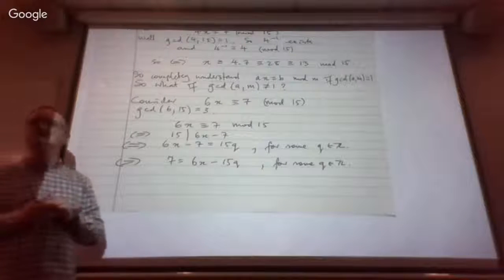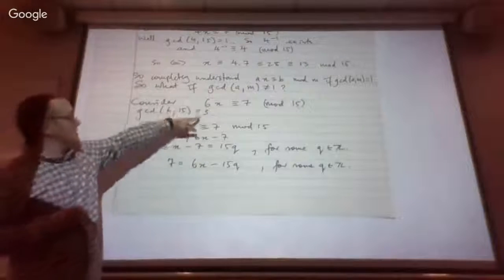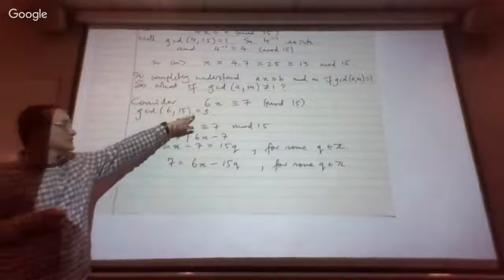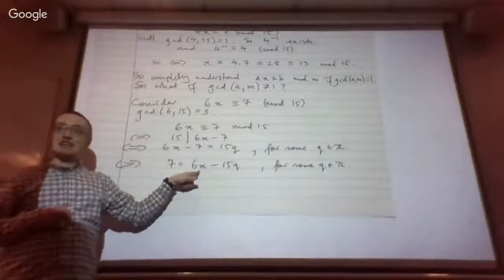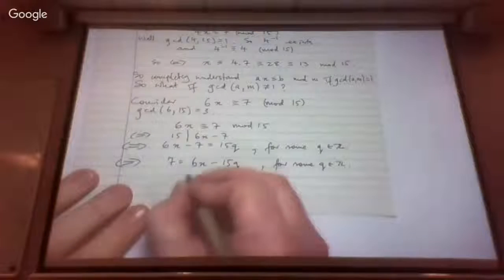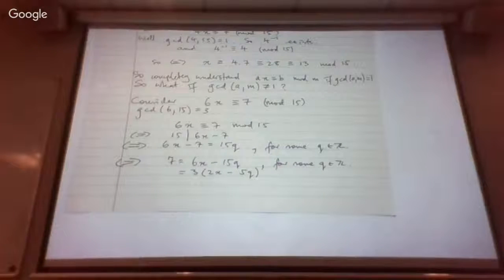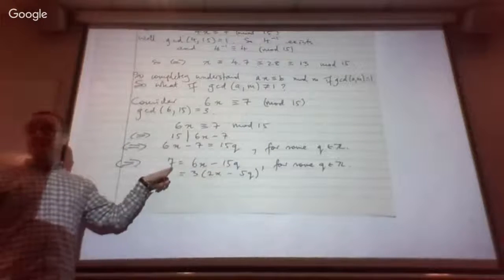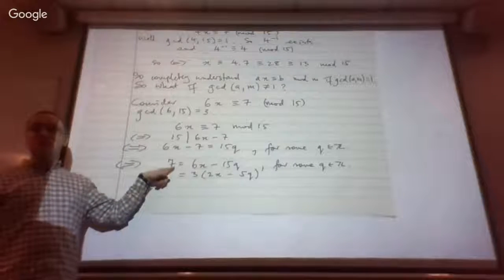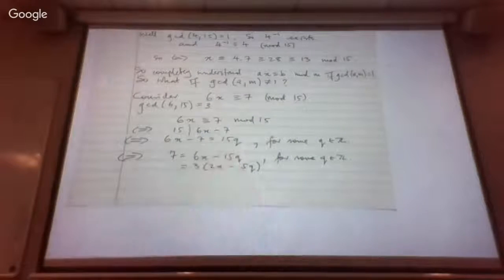Will the right-hand side always be a multiple of 3? Yeah, look. 6 is divisible by 3, and remember 3 was the greatest common divisor, so that's playing a role here. The right-hand side is definitely a multiple of 3, because this is equal to 3 times (2x minus 5q). x and q are integers, supposedly. So the right-hand side has a factor of 3. Does 7 have a factor of 3 in it?